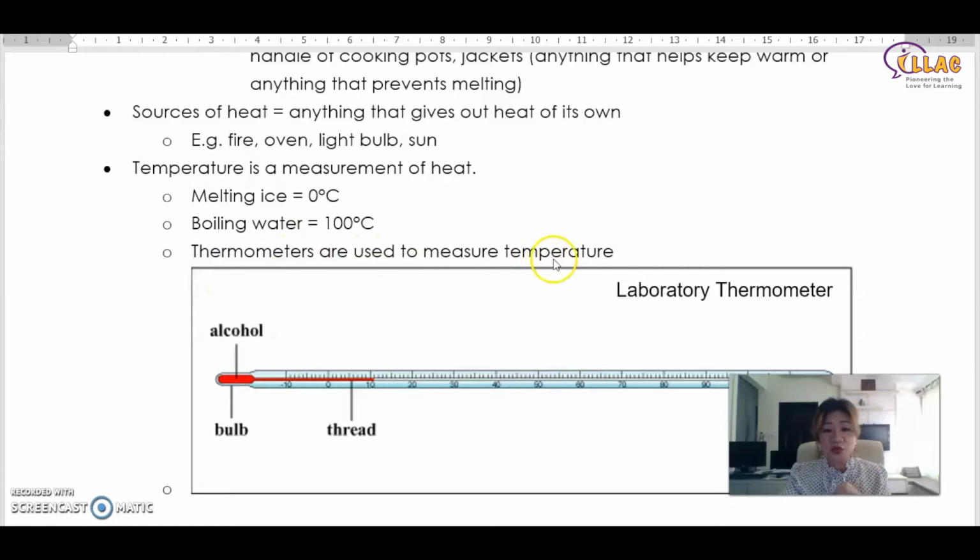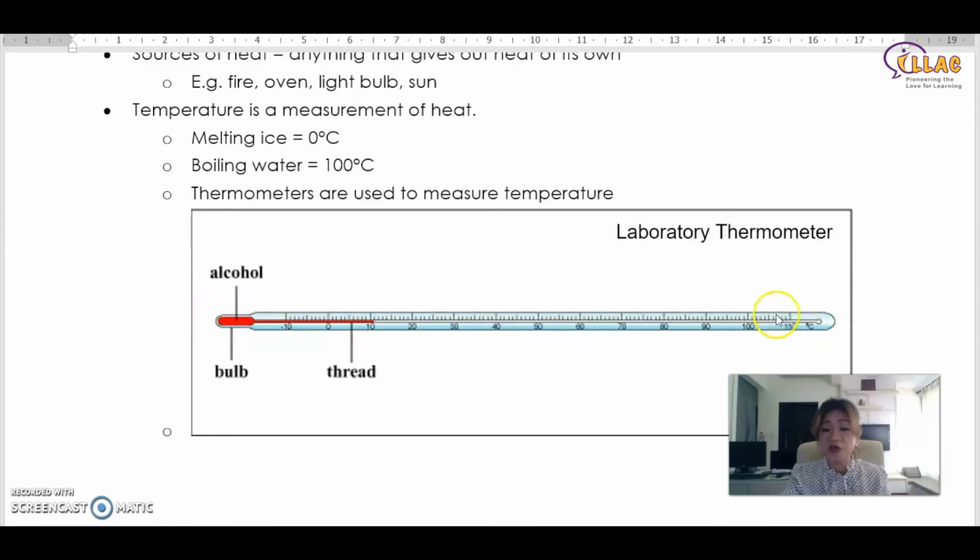There are two types of thermometer. There is the laboratory thermometer, which measures all the way to 100 or 110, 120. It depends on what kind you buy. Usually they use alcohol. Okay, so there is a bulb that contains the mass of alcohol. As it touches a hot surface, this alcohol will expand and shoot this level upwards in order for you to tell the temperature. So this thin thread over here is called a thread.